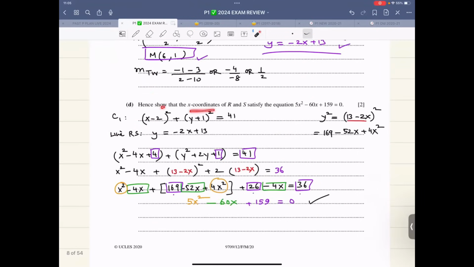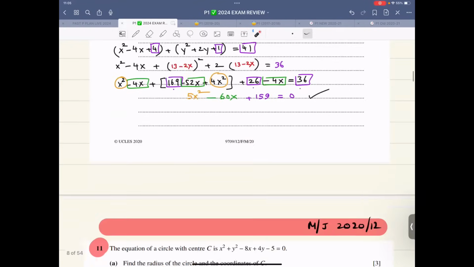Hence show that the x coordinate of R and S satisfies this equation. So I'm taking circle equation 1. I'm taking equation of the line RS. I'm equating it to one another and I get this quadratic and you don't have to solve it. You leave the answer as it is.